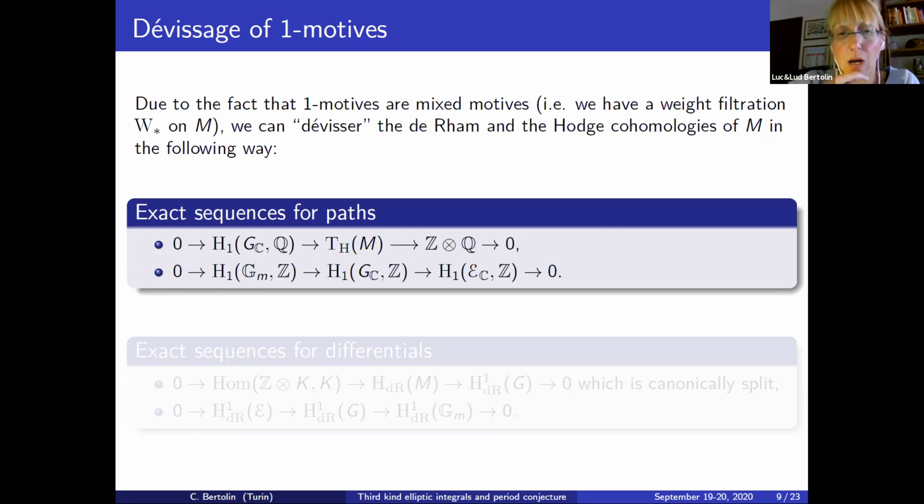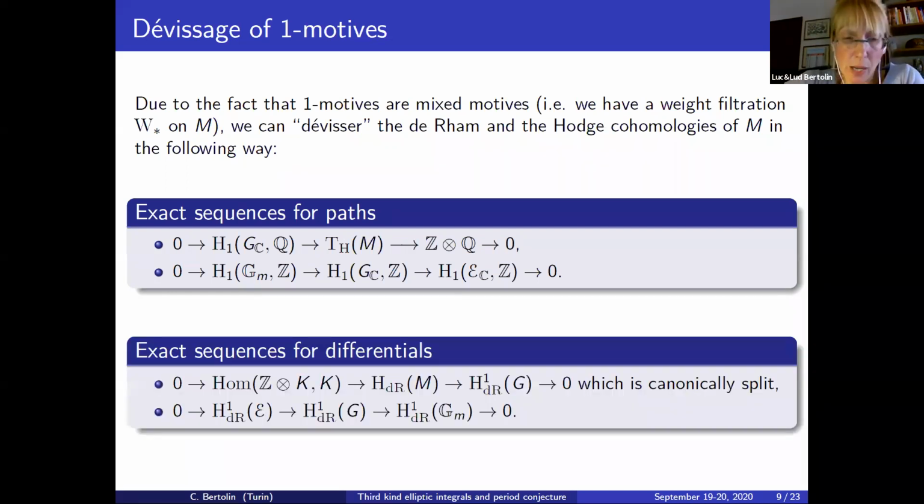So in general, in any construction that you do with a 1-motif, you can split this construction using the analogous construction for the torus, for the elliptic curve, for the semi-abelian variety, and for Z.